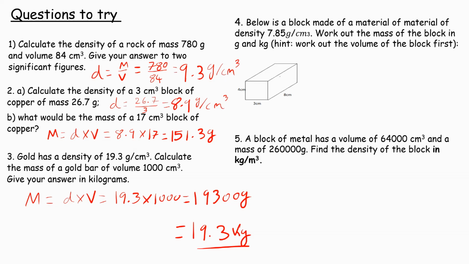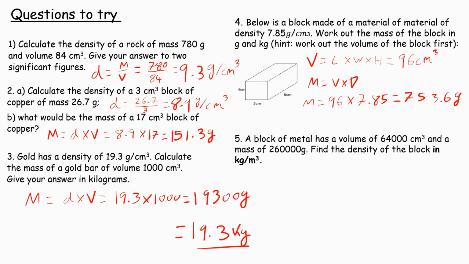In question 4, we want to work out the mass of the block in grams and kilograms. Firstly, we need to work out the volume of the block, and that's going to be length times width times height, because it's a cuboid. So 4 times 3 times 8, which is 96 centimeters cubed. Mass is volume times density. So the mass is going to be 96 times 7.85, and that's going to be in grams. So we have 753.6 grams, which is in kilograms 0.7536 kilograms.